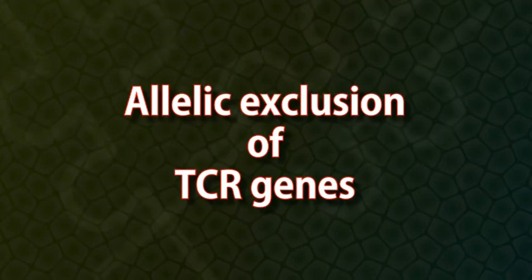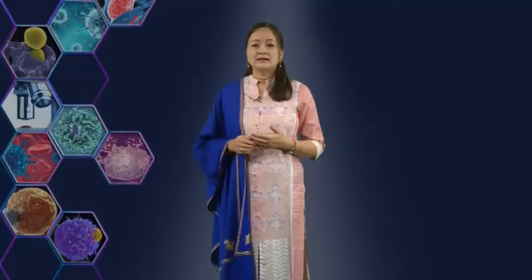Allelic exclusion of TCR gene. The delta gene segments are located within the alpha gene loci, and during rearrangement of the alpha chain gene, C delta gene segments are deleted. This excludes the rearrangement of delta chain gene, and therefore no T cell will co-express alpha-beta or gamma-delta TCR. Allelic exclusion of TCR alpha and beta chains also occurs.